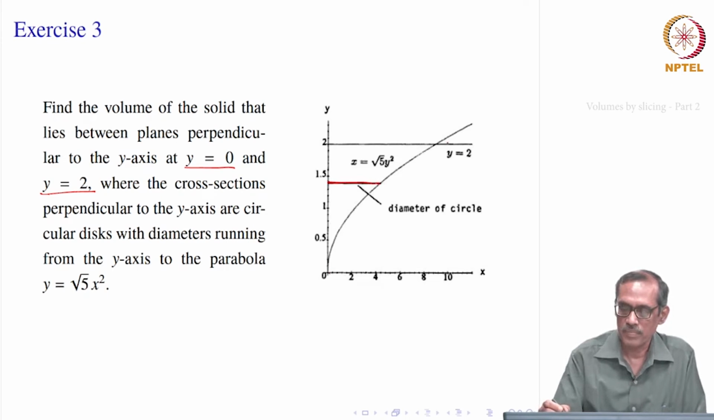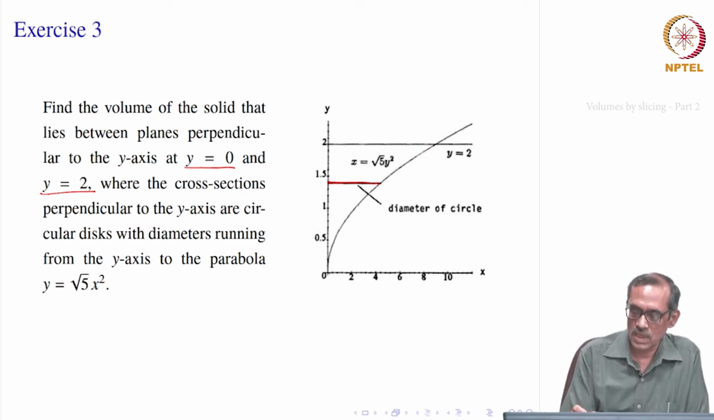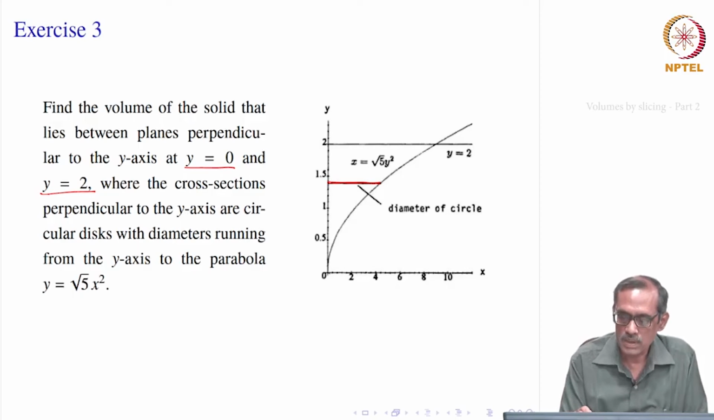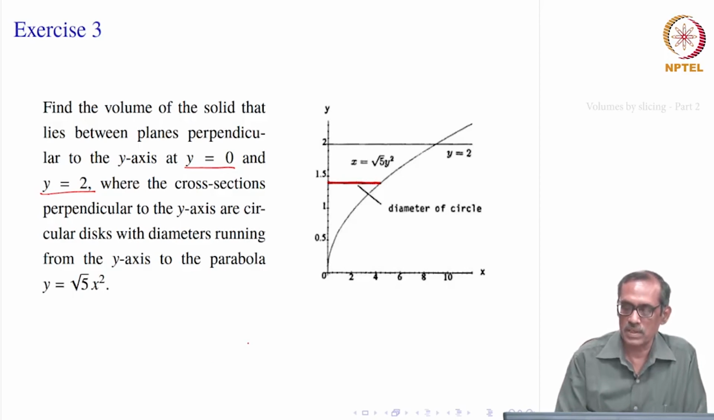If this is our parabola, y equal to root 5 x square, or since we are taking it from the y axis, let us take it this way, x equal to root 5 y square. So, this is how it will look like, fine. Had you taken the other way, the diameter runs from that to x equal to minus root 5 y, the answer will be the same, right. Volume is positive anyway here. So, we take the diameter this way and plot the picture on the first quadrant.